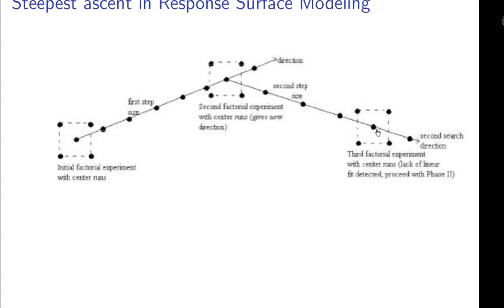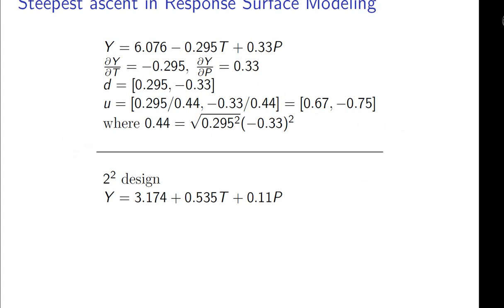Finally, I get to a point where there's a lack of linear fit. I might be at the top of that cone, and I'm going to run an additional set of experiments, another fractional run. And now I might try to fit a different surface. So rather than a linear surface, we'll try to fit a higher order surface. And I'll proceed on with that second phase. So this is the method of steepest ascent. And steepest descent is a similar procedure. It's just that the direction you're traveling is not towards the maximum, but towards the minimum. And you could see that in this example.